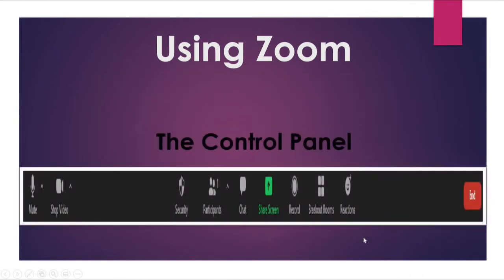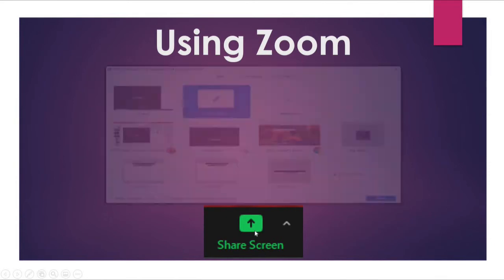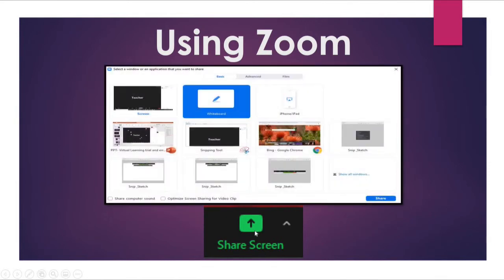Now we will look closely at the control panel and see how many of these items function. First, we will look at Share Screen. When you click on Share Screen, you will see a pop-up that shows all the windows and applications open on your device. If you do not see the one you want to share, click on Show All Windows right here.